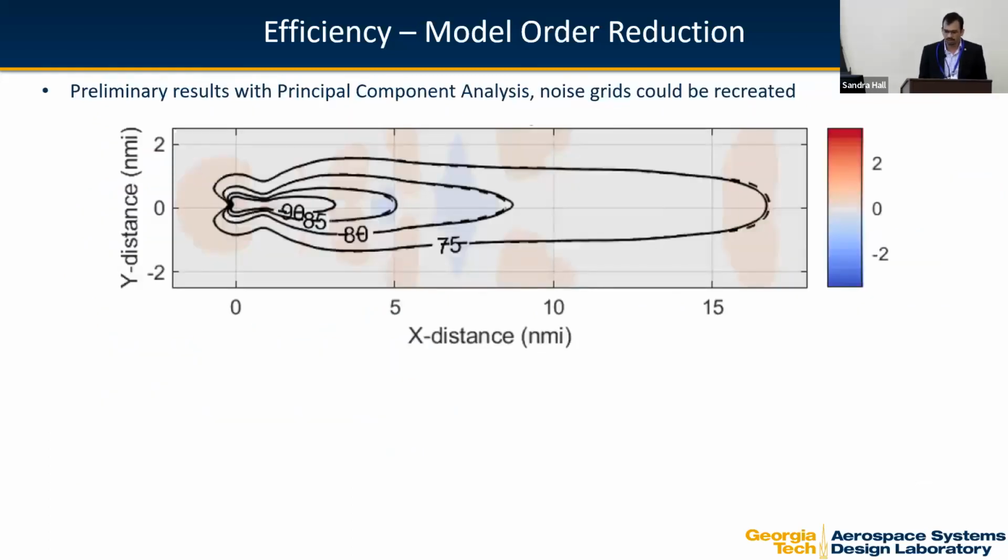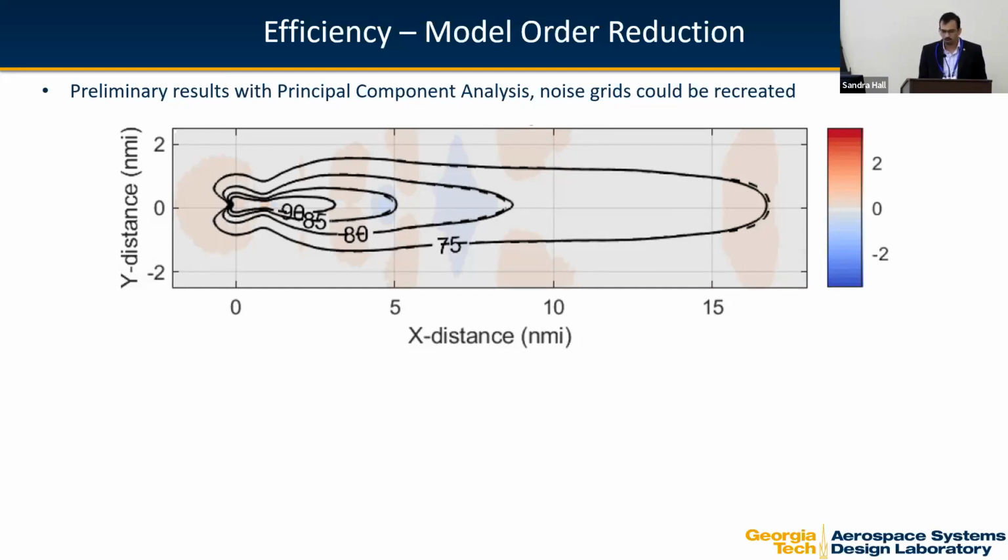So over here, I'm showing some preliminary results from a method called principal component analysis. There's a lot going on in this plot, so I'll take a second to walk you through what I'm showing here. We see 2 sets of contours. The solid lines are our validation effort, which is from ADT. We're trying to predict those solid lines. The dotted lines are what we ended up predicting. So I would say it's pretty close, but not quite there.